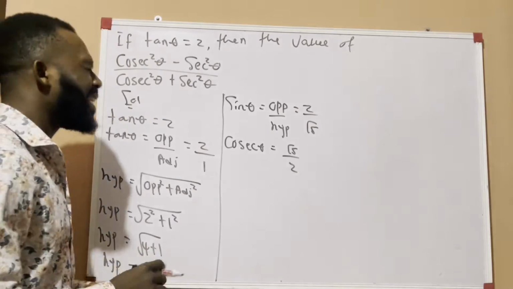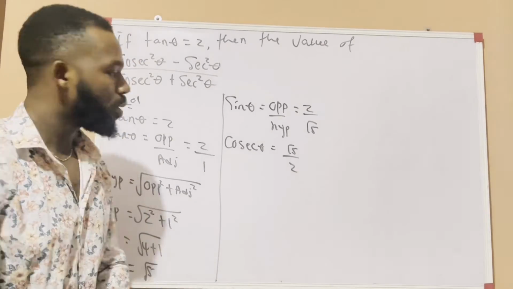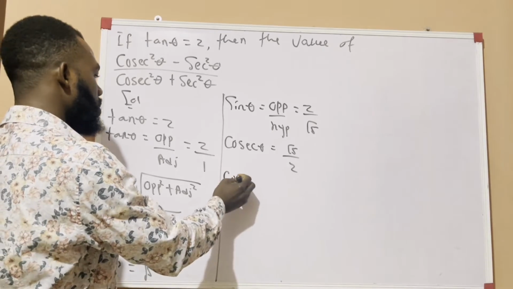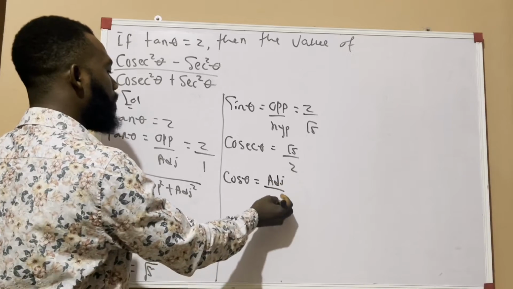Next, let us go get the inverse of cos, which is sec. But for us to get the inverse of cos, we need to know cos. Now cos theta. Now cos theta is adjacent over hypotenuse.